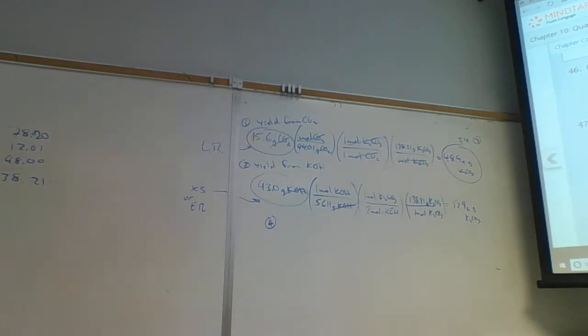Try to calculate the number based on the equation. What was the equation again? Unreacted excess equals initial amount minus amount consumed. Yeah, initial minus the amount consumed. Go ahead and do that calculation.